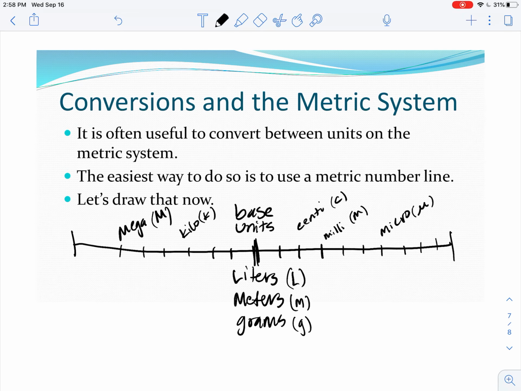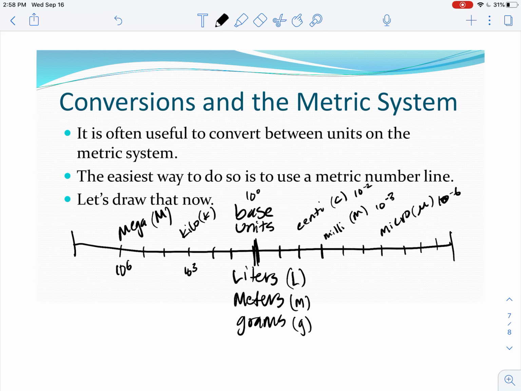You can even put the powers of 10 in here if you wanted to. This is 10 to the 6th. This is 10 to the 3rd. Technically, this is 10 to the 0, which is 1. This is 10 to the negative 2. 10 to the negative 3rd. 10 to the negative 6th. Okay, it's kind of messy. But you get the idea. Hopefully you see the number lines.